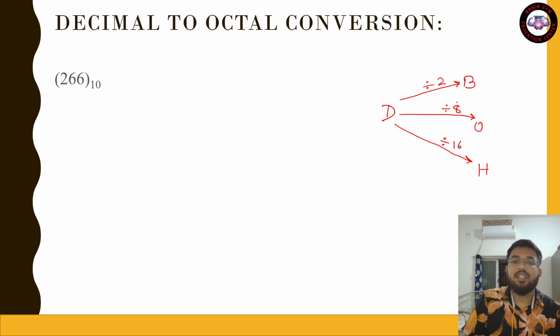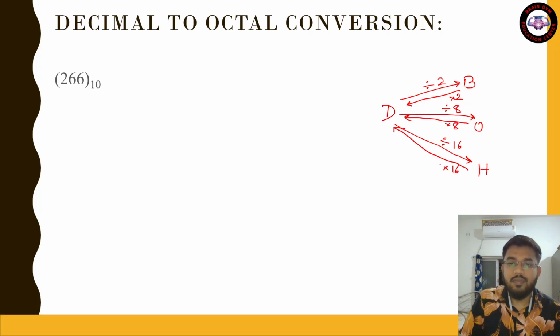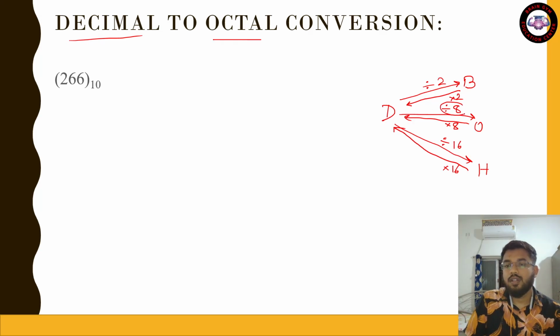And the reverse part: binary to decimal, you multiply by 2. Octal to decimal, you multiply by 8. Hexadecimal to decimal, you multiply by 16. Okay, so here what we have to study is decimal to octal conversion. What should we do? Yes, I guess you are right: we have to divide it by 8.